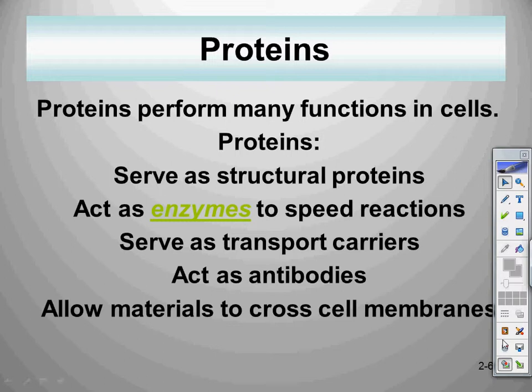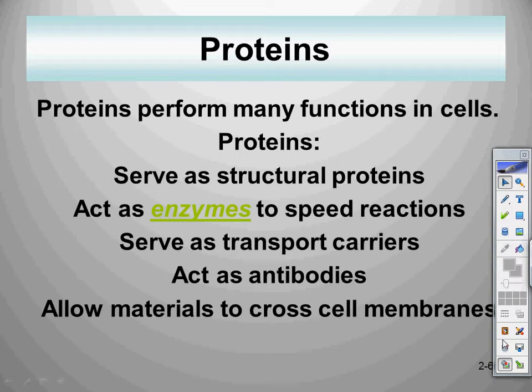Alright, so far we've talked about carbohydrates and we've talked about lipids, which are both macromolecules, and proteins are a third type of macromolecule that we're talking about. Proteins do all kinds of things for us. Proteins are the basic building block of our bodies. They perform all kinds of functions in the cell.